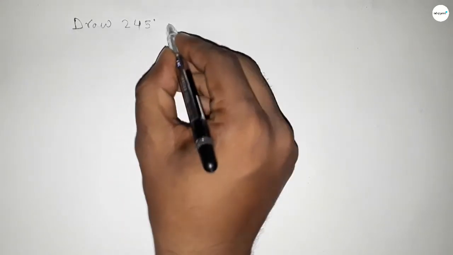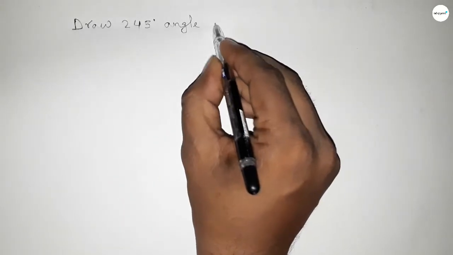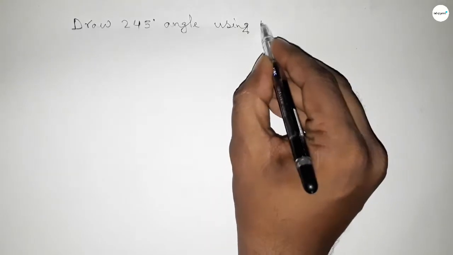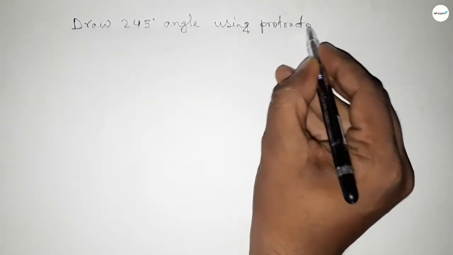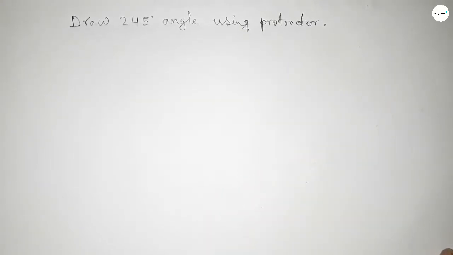Today in this video we have to draw a 245 degree angle by using a protractor. So, constructing a 245 degree angle by using a protractor. So let's start the video.